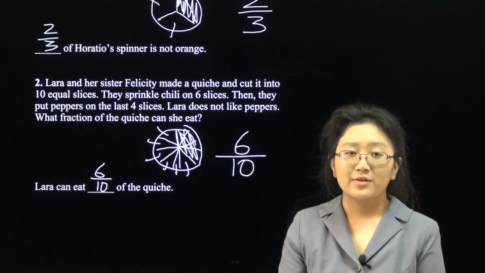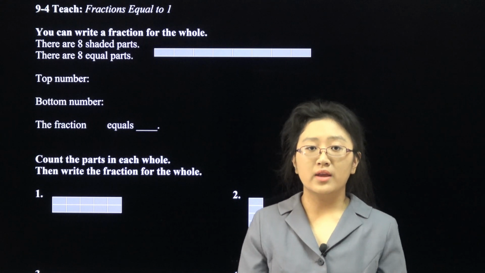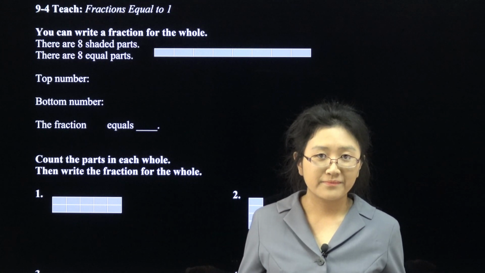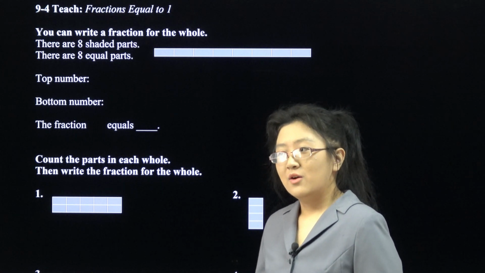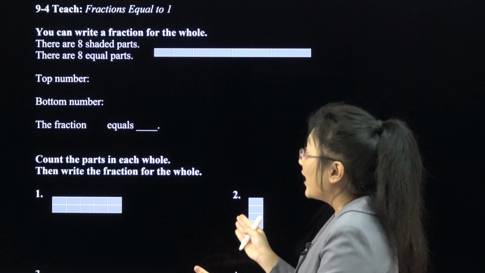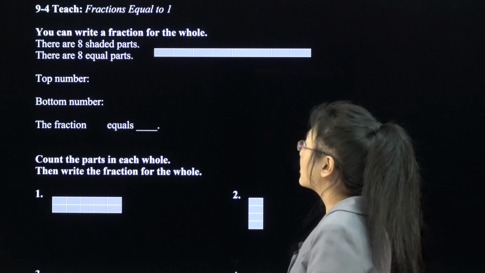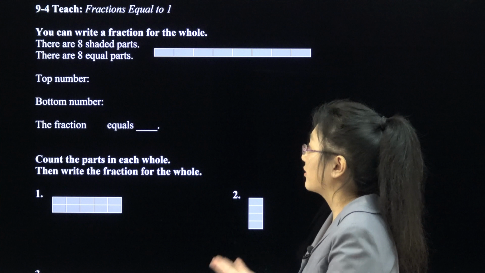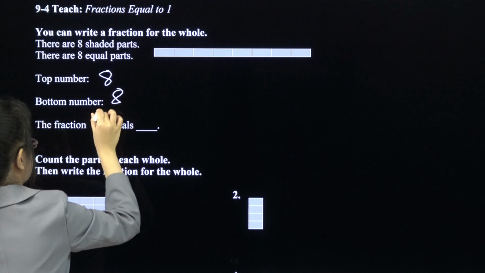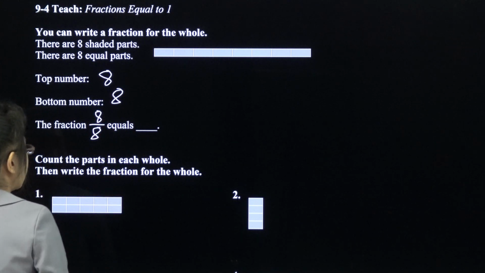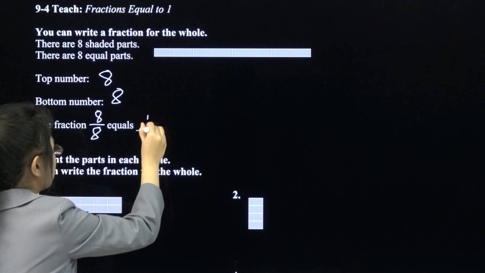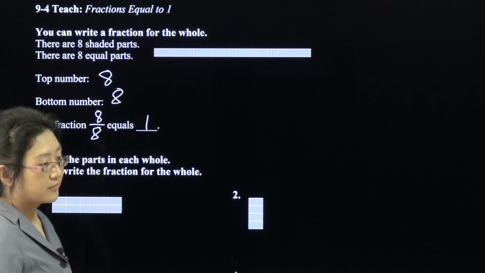You can take a break whenever you want. So what happens when the number of shaded parts and the total number of parts is the same? Well, that's what we call fractions that are equal to 1. So you can write a fraction for the whole. Since there's 8 shaded parts and there's 8 equal parts, the top number would be 8 and the bottom number would be 8. And when the top number and bottom number are the same, then the fraction is equal to 1.